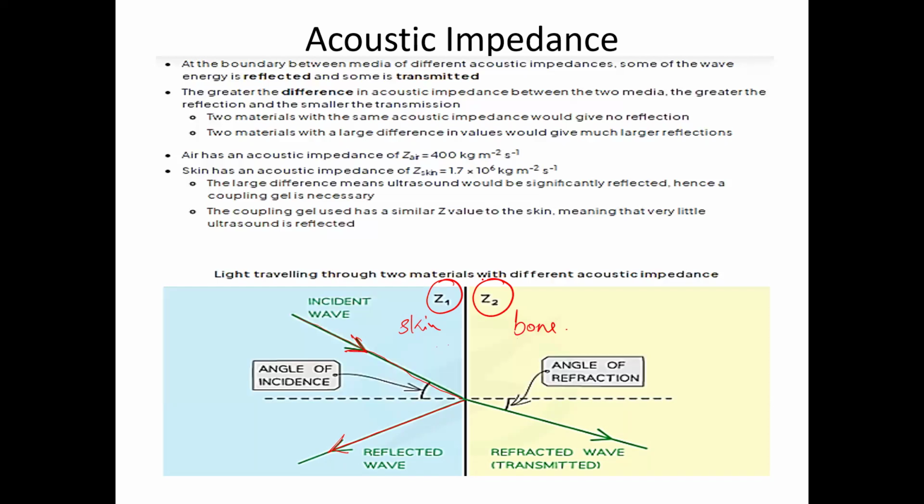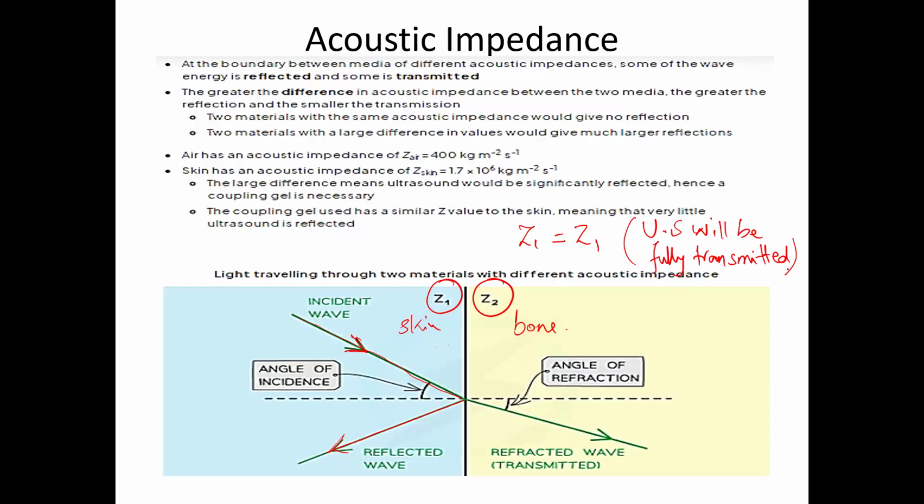So at the boundary between media of different acoustic impedances, some of the wave gets reflected and some is transmitted. अगर acoustic impedance दोनों material की equal होगी, so ultrasounds will be fully transmitted.